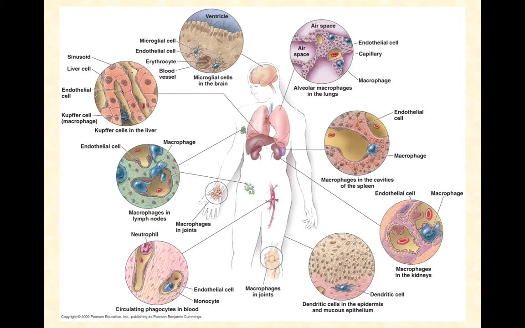Macrophages in the kidneys. And then we've got our dendritic cells that are fixed. We don't have wandering dendritic cells, but we have our dendritic cells that are fixed in place in the epidermis and in the mucous epithelial tissues, constantly sampling things that are penetrating and making sure that all is well. So those are just a couple little gaps that I wanted to fill in our discussion of macrophages, phagocytic cells in general, and I hope that was helpful to you.